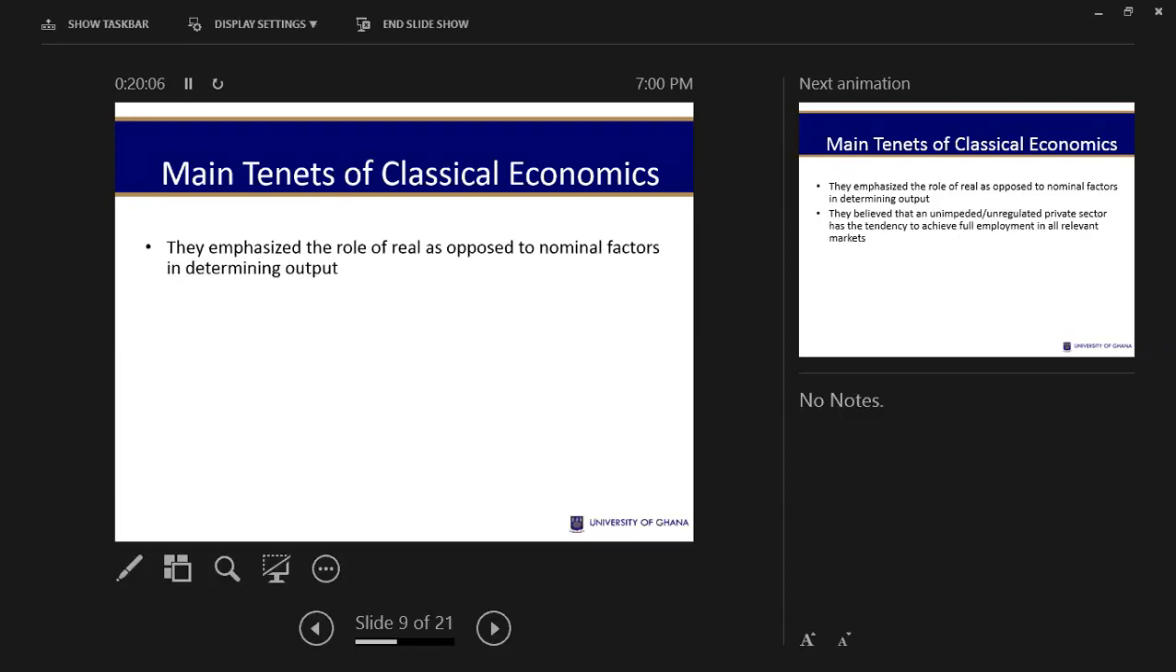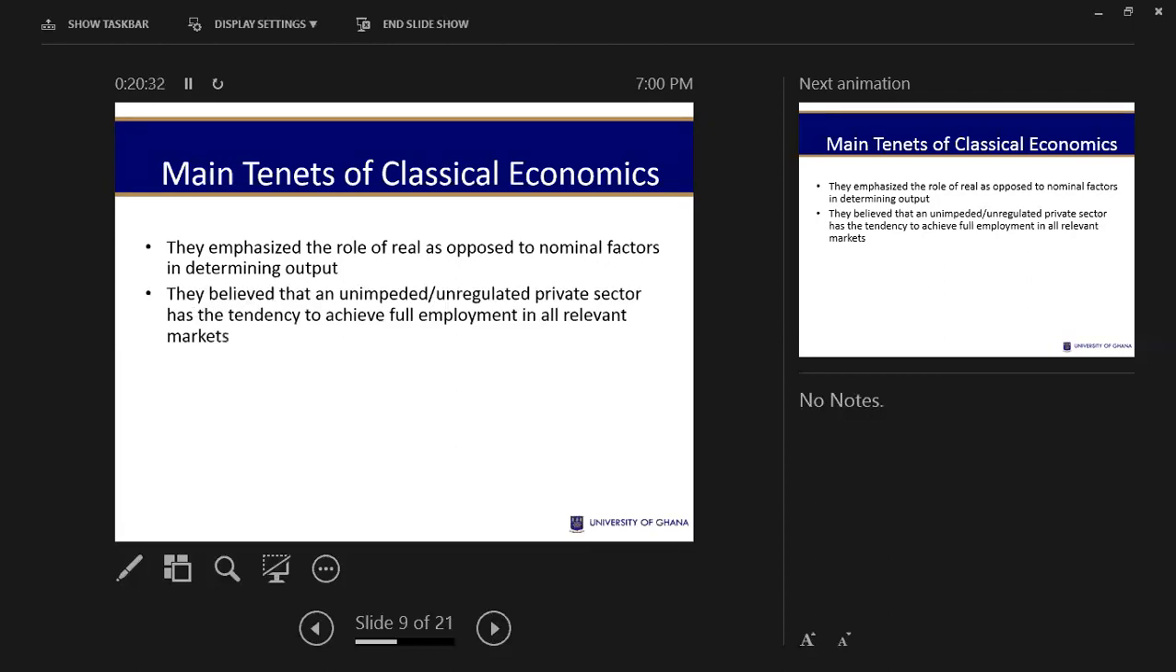So these are the things. I think these lecture notes were prepared by Dr. Barima. These are just what we spoke about: that it's only real factors, as opposed to nominal factors, that can determine output.